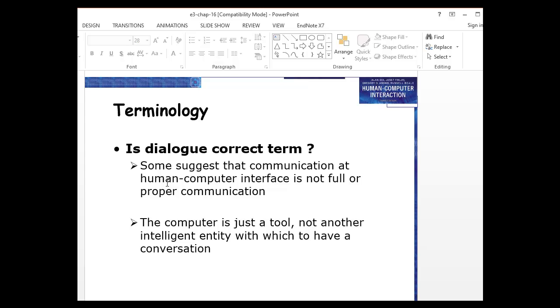Second bullet I have included: the computer is just a tool. Computer is not a human or any human-like natural thing. This is artificial and just a tool, and it contains multiple program instructions that respond to human activities. Remember, this is a tool, not another intelligent entity with which to have a conversation. This is not an intelligent entity like humans. This is simply a tool.